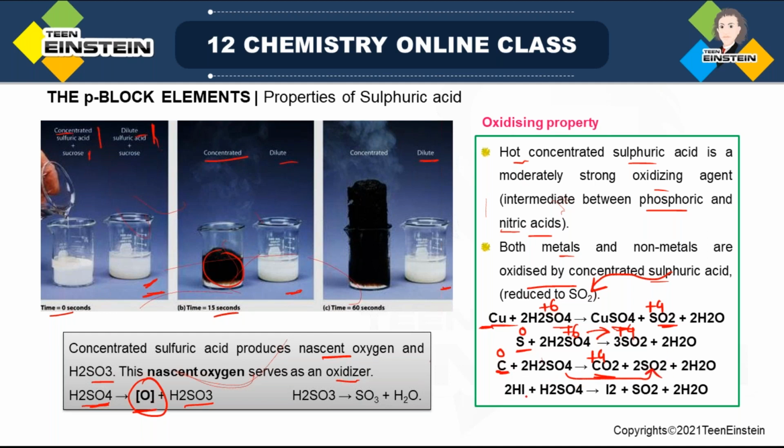The last equation, HI, that means H plus and I minus, the iodide ion, but after the reaction now it is iodine, that means 0 oxidation state. So I minus goes from -1 oxidation state to 0 oxidation state, so this is loss of electrons. And H2SO4 is again converted to SO2. So all these 4 reactions are actually showing that sulfuric acid has oxidizing property, but not in dilute condition. When it is in concentrated condition, only then can it show oxidizing property. So is there any doubt in this slide?